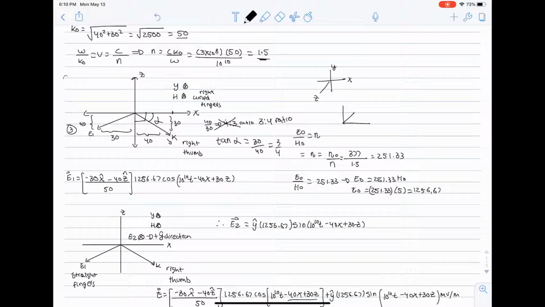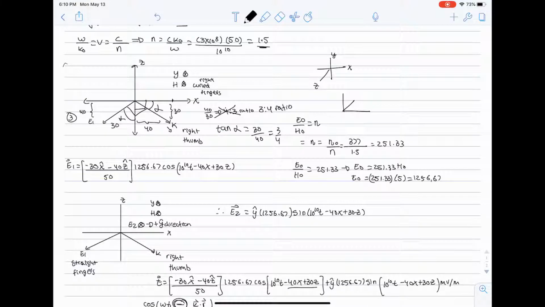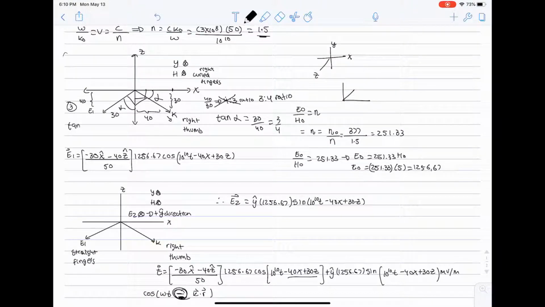And let's make this a little clearer. The angle between these two is also 90, so therefore this is alpha, and tangent of alpha again is opposite over adjacent, so 30 over 40, which is 3 over 4, so this is going to be 3 or 30, and this is going to be 40 or 4.